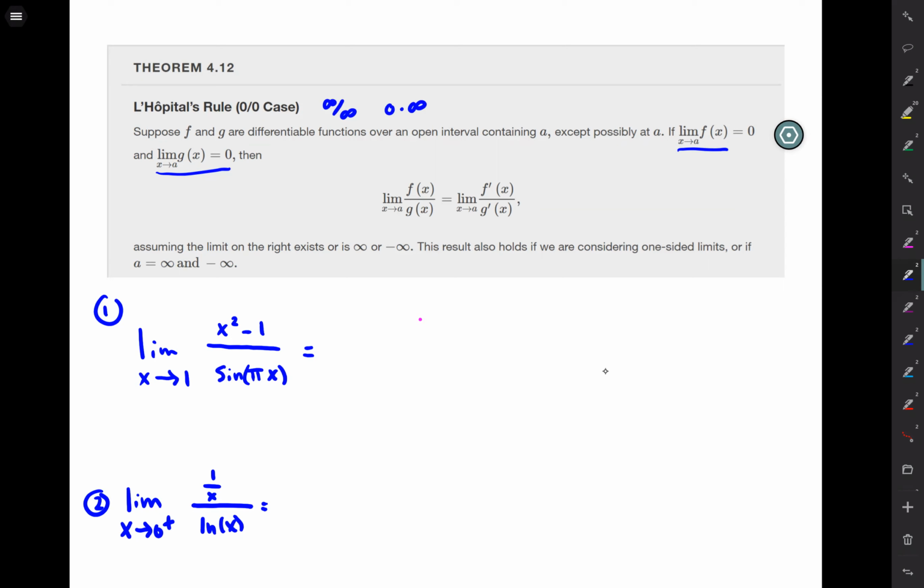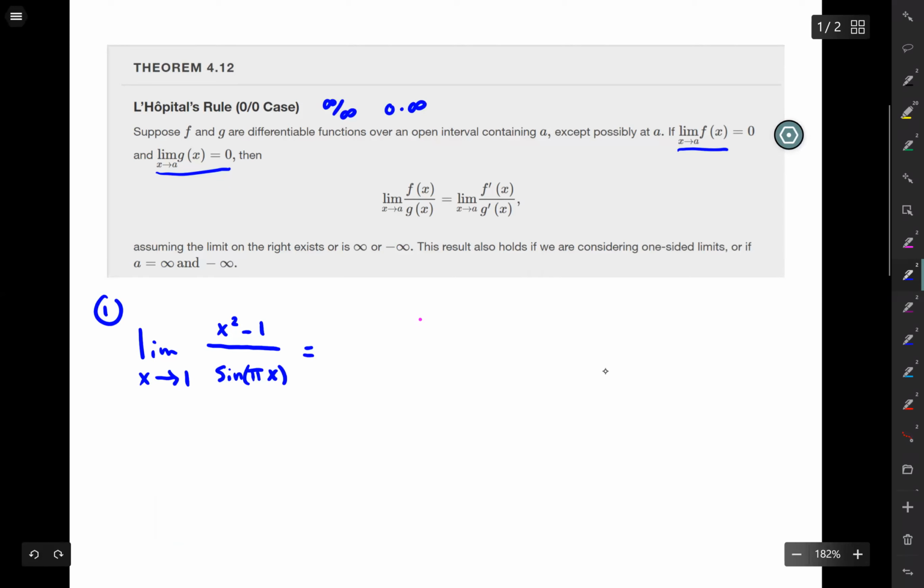So let's just take a quick look at the first couple examples. This first one is the limit as x goes to 1 of x squared minus 1 over sine of pi x. And so x squared minus 1 is differentiable. Sine of pi x is differentiable. We know how to take those two derivatives, so I think we're fine there.